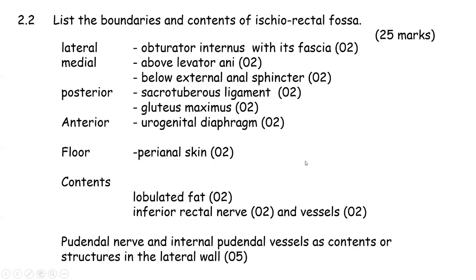Some people write it as a content of the lateral wall, and some write it as a content within the ischiorectal fossa. Anyway, if you have written it, you will get about 5 marks for both the pudendal nerve and internal pudendal vessels, or internal pudendal artery and vein. Okay, that is how you get your 25 marks. Clear? Yes, madam.